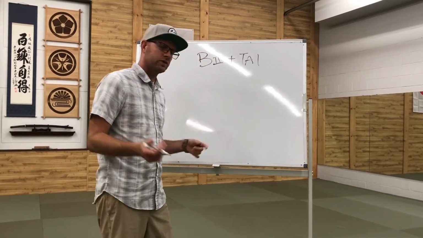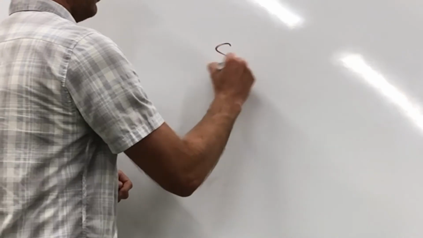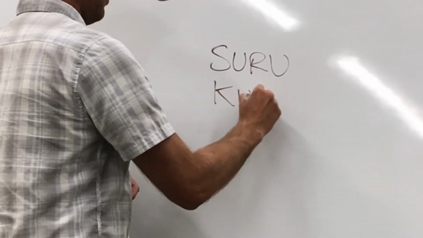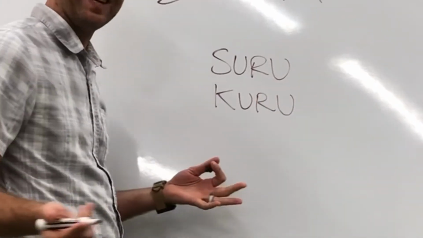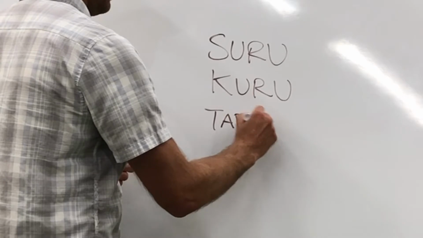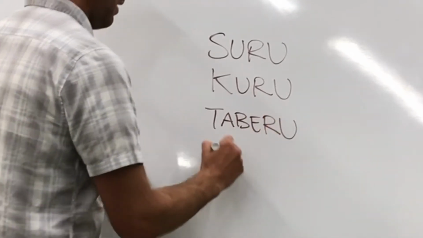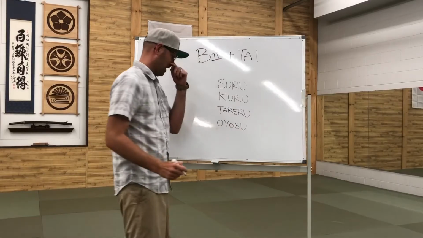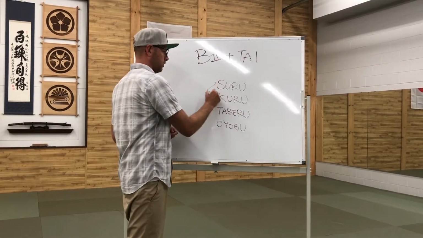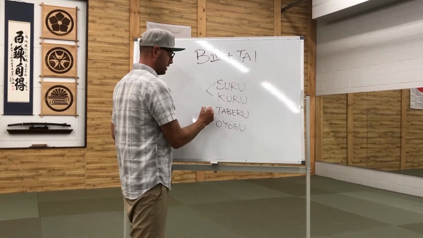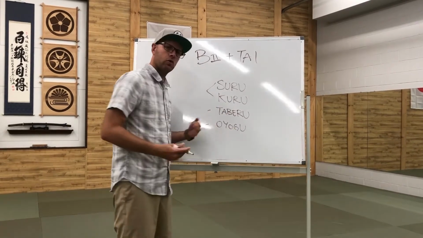So let's go over some verbs we've already learned. We've learned suru. We've learned kuru. We've learned a couple ichidan verbs like taberu, to eat. And then let's do oyogu, to swim. So these 2 are irregular verbs. They have their own weird pattern. This is an ichidan, and this is a yodan.